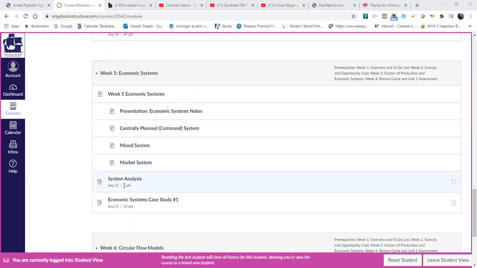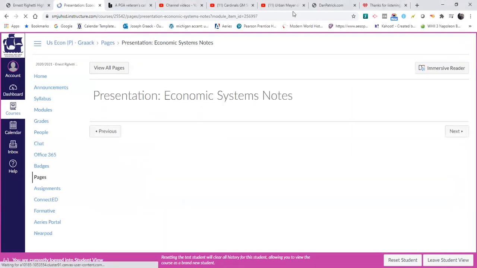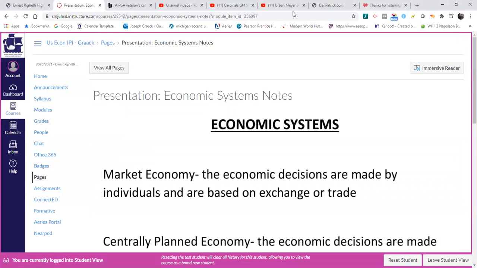We did the system analysis together, and the case study number 1 you were supposed to do before you got there. So go ahead and click on the presentation where it says economic systems and notes, and bring this page up.